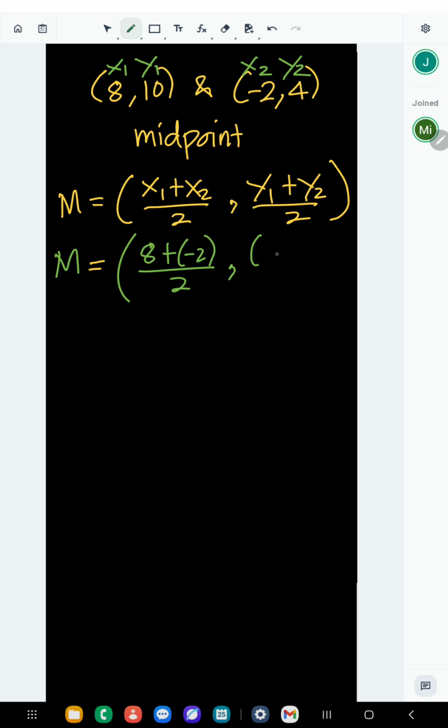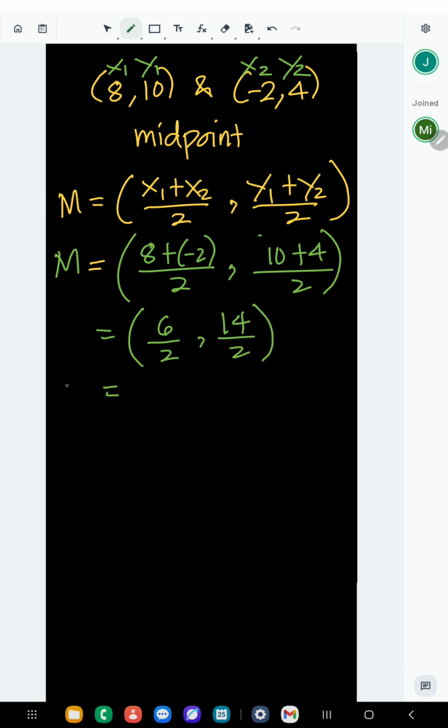So midpoint is x sub 1 is 8 plus -2 over 2. Then 10 plus 4 over 2. So this is 8 minus 2 is 6 over 2. 10 plus 4 is 14 over 2. Then the midpoint is just 3, 7. Okay, so that is the midpoint of that one, number 11. You got it?